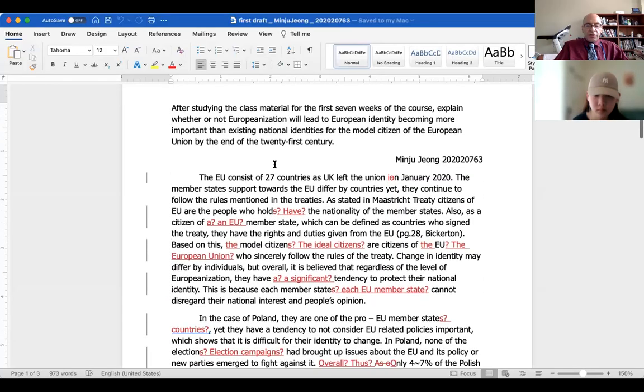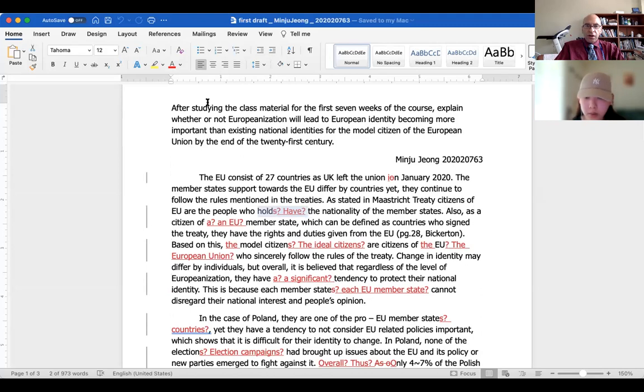So the EU consists of 27 countries as the UK left the Union on January 2020. And the member states' support toward the EU differ by countries, yet they continue to follow the rules mentioned in the treaties. As stated in the Maastricht Treaty, citizens of EU are the people who holds or have the nationality of the member states. Should be hold or have. Either one's okay. My task here is to help you polish your English. So which one do you prefer?